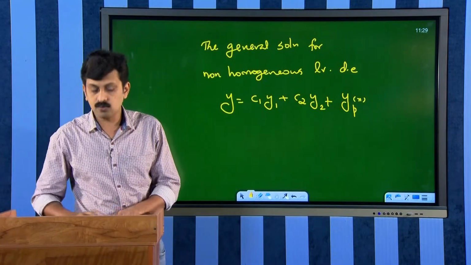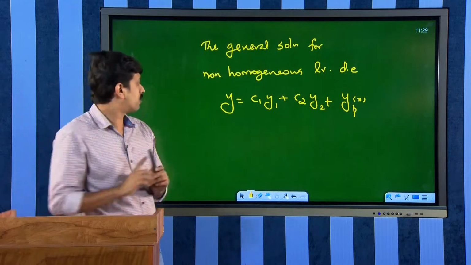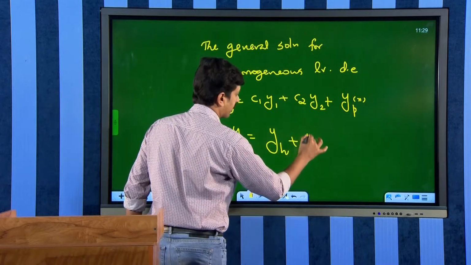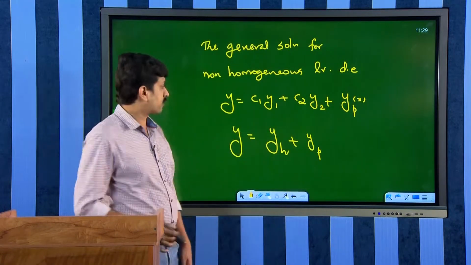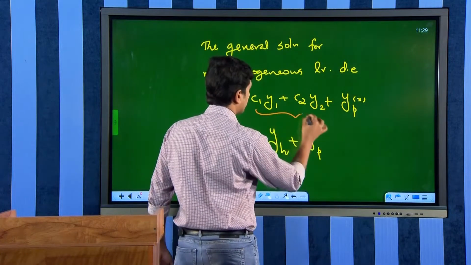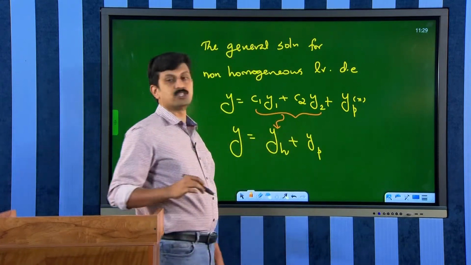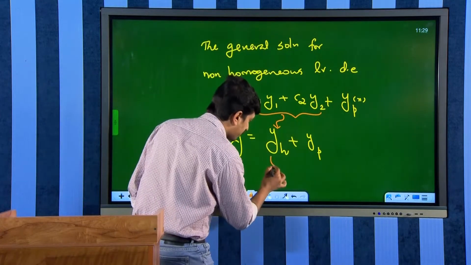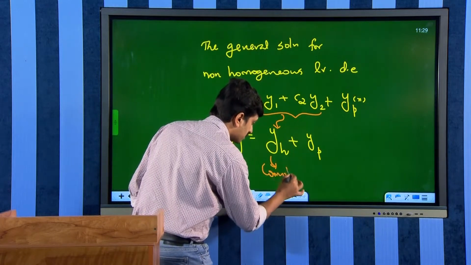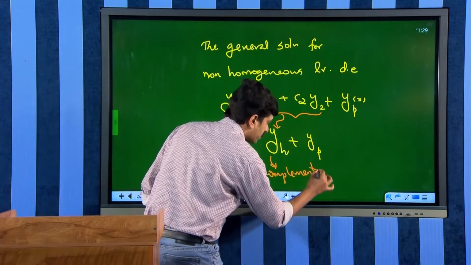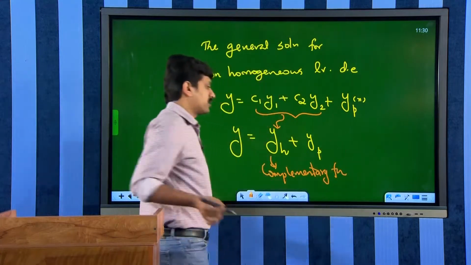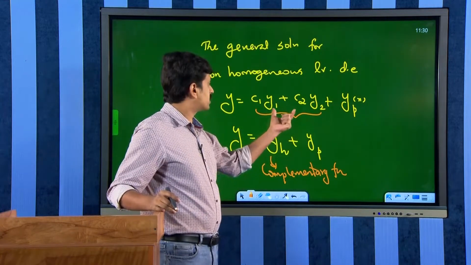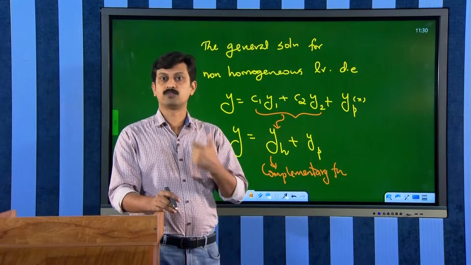Here we have a new term, yp, or simply we can say that y is equal to yh plus yp, where yh is actually C1 y1 plus C2 y2, that is the complementary function. This is what is called the complementary function. So, this complementary function is the solution of the corresponding homogeneous part.